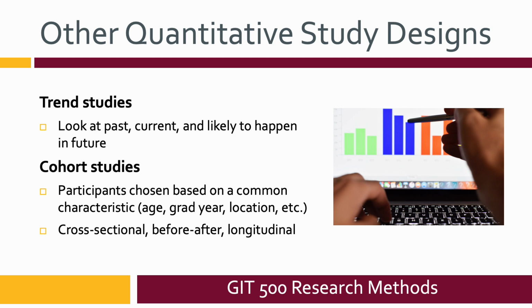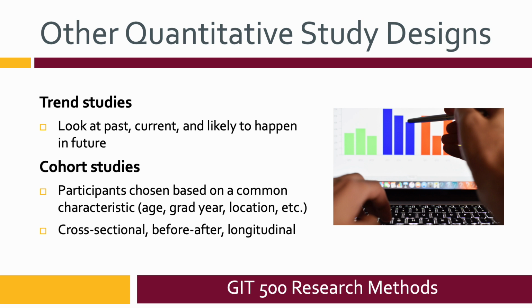Some other quantitative study designs include trend designs, where you look at the past, the current, and what is likely to happen in the future and discuss those trends. And then the cohort studies, where you pick participants based on a common characteristic like age or graduation year, location, where they live, that kind of thing.